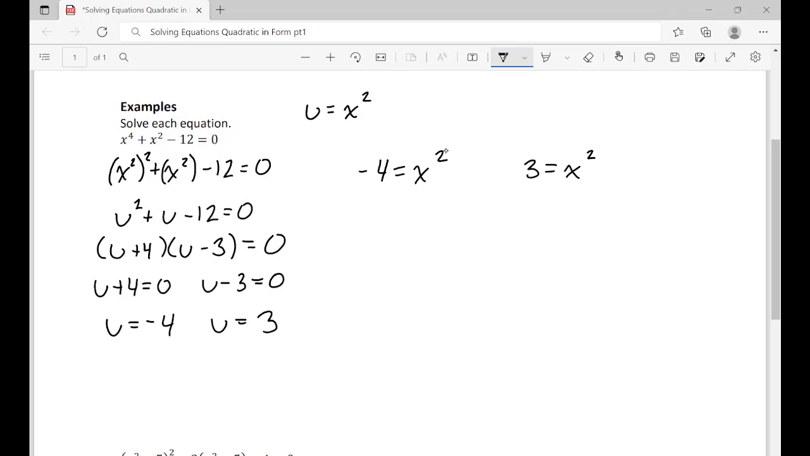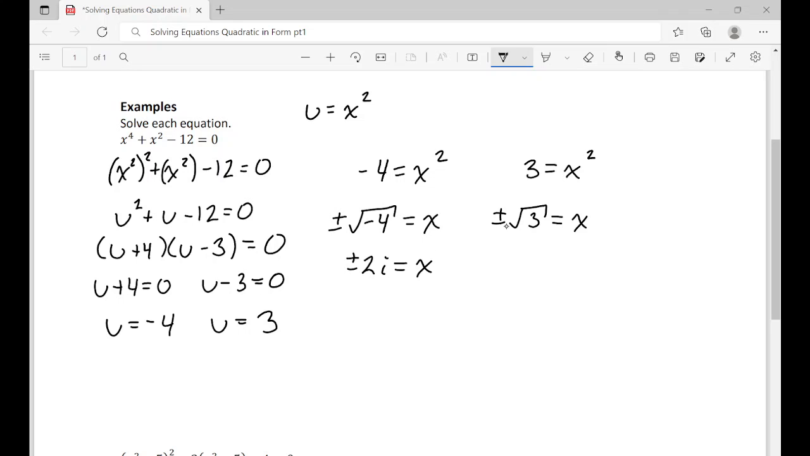Again, to get rid of a square, we square root, so we're going to end up with square root of negative 4. And remember, when you take a square root, you must have plus or minus equals x. And I can take the negative out and call it i, and then square root of 4 is 2, so plus or minus 2i equals x. Same thing here, square root both sides. Going to get plus or minus square root of 3 equals x. Nothing I can do here.